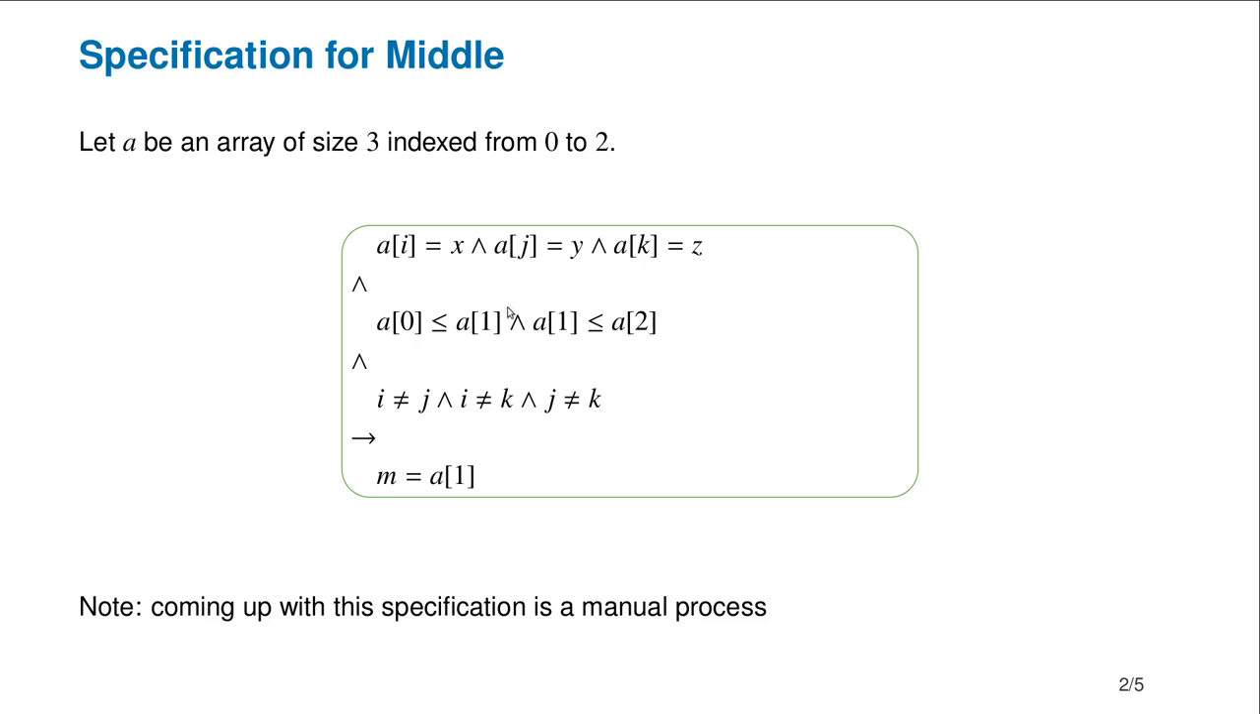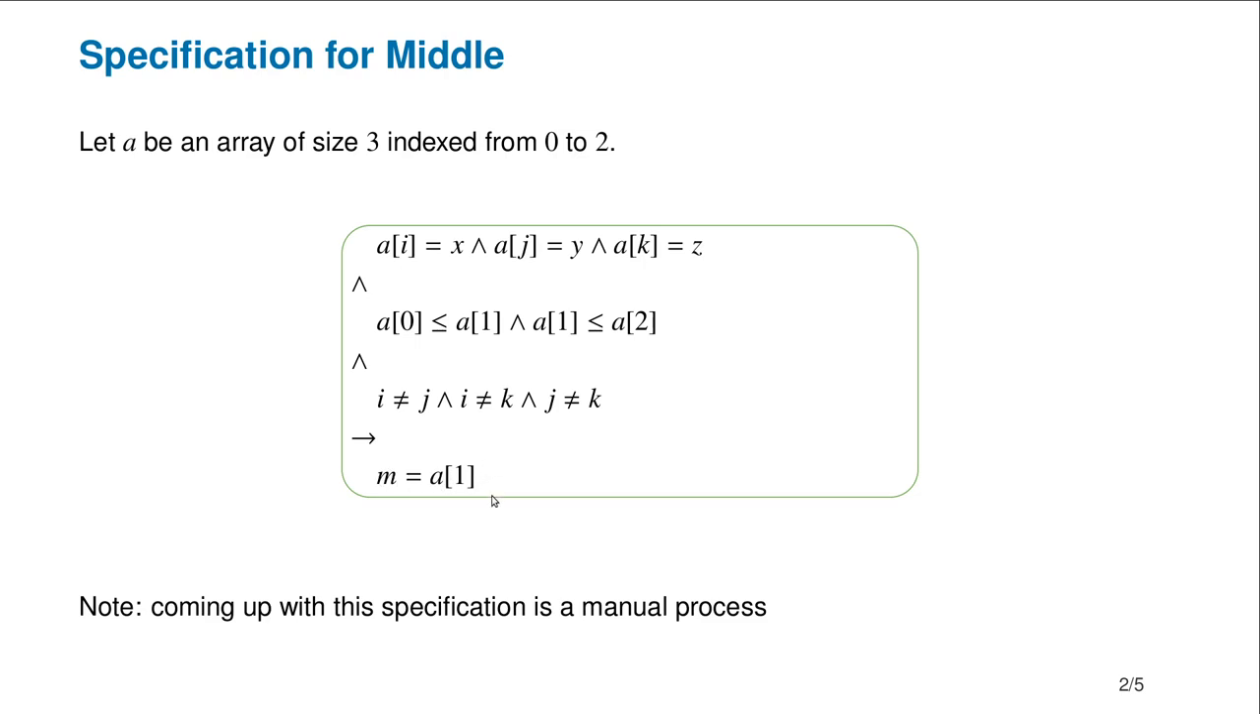And what we also then require is that in A0 there is the smallest number, so A0 is smaller than A1, and in A2 is the biggest number, so A1 is smaller than A2. And if all of these constraints hold, then we can conclude that the middle value is in A1.